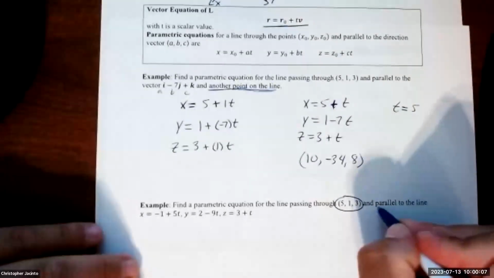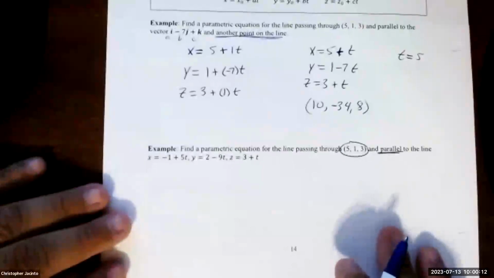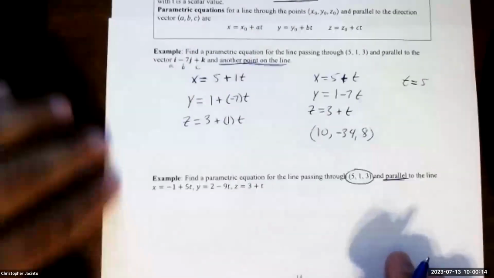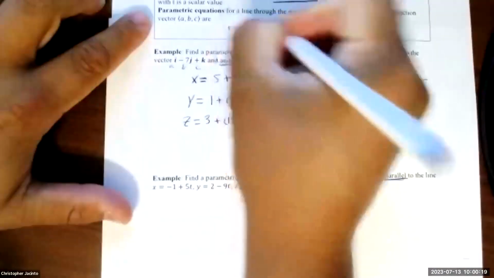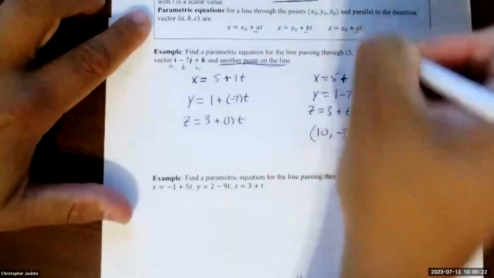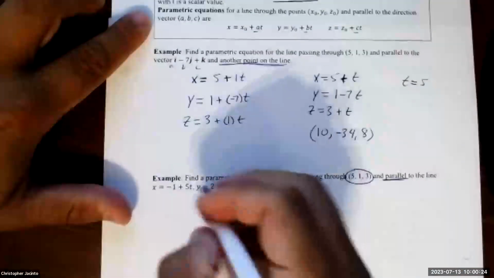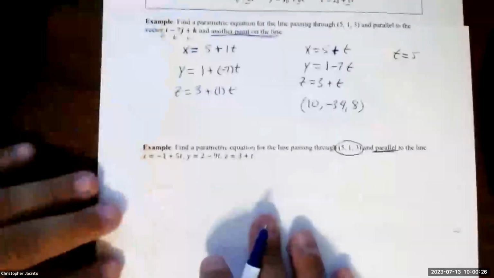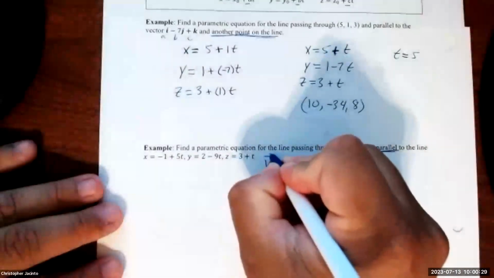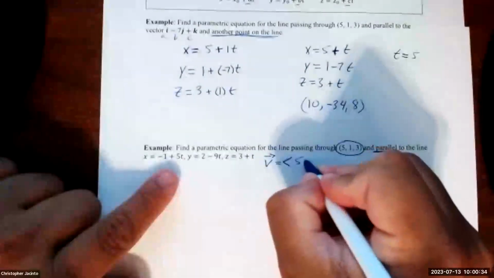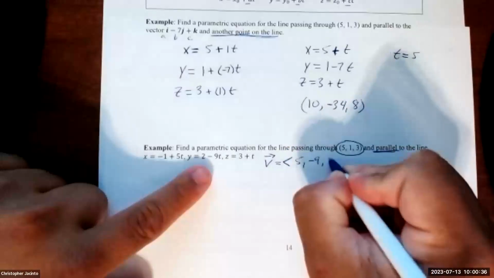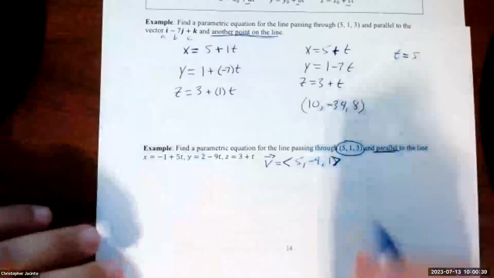Now, it says it's parallel, but it's parallel to a line, not a vector. But we could regenerate this vector given our scenario. Remember, by definition, our vector <a, b, c> is just the numbers in front of the t values. So if I look over here, the vector we're actually going to be using that's parallel to this line is going to be <5, -9, 1>, because those are the numbers in front of t. So we actually can do it.